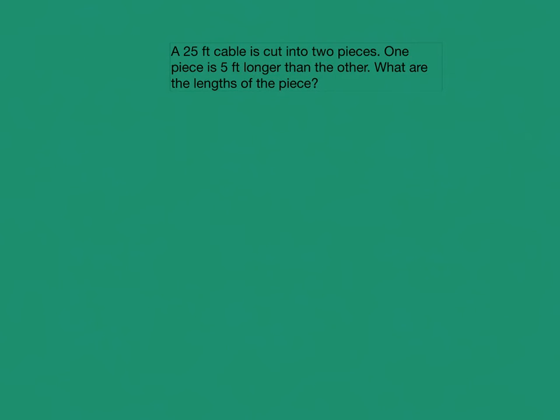Anyway, I am going to draw a cable. Here is my cable. This cable is 25 feet long, and I'm going to cut it. And I know that one piece is 5 foot longer than the other. So let's just say that this piece right there, since it's shorter, is independent. So I'm going to let that piece be X. The other piece is 5 feet longer. So this is your dependent side. This is going to be X plus 5.